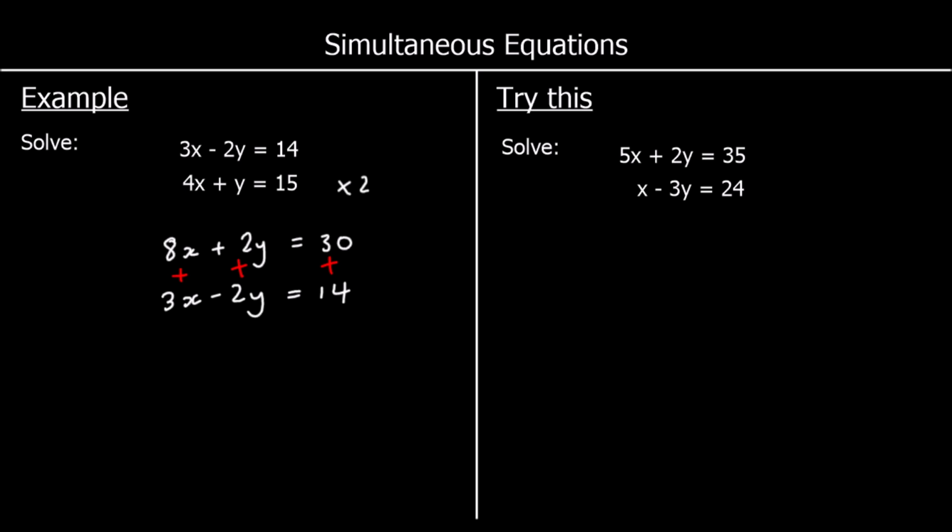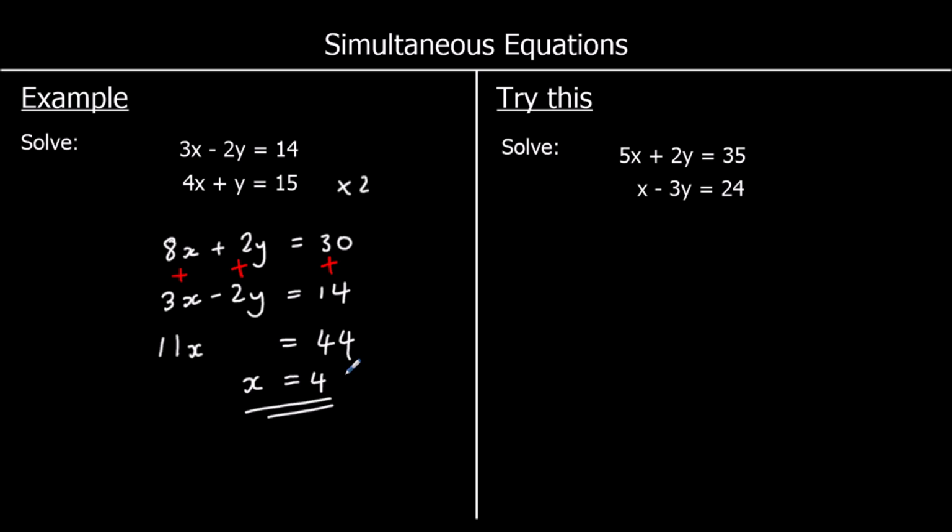So let's see what happens. 8x plus 3x is 11x. 2y plus minus 2y, so 2y minus 2y is nothing. And 30 plus 14 is 44. So 11x equals 44. Let's divide both sides by 11. And that gets us x equals 4.